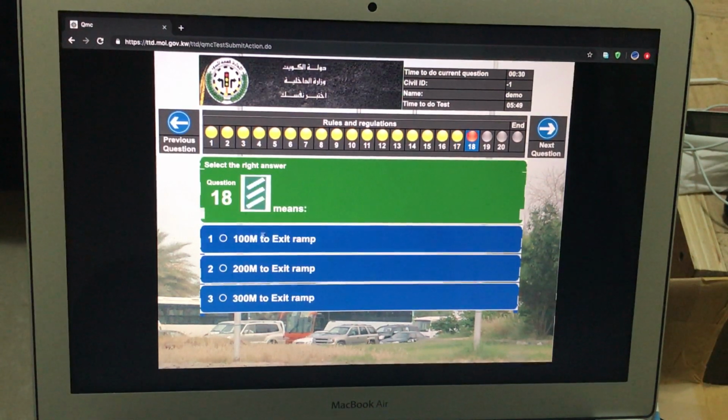Okay. Here is the white block, inside there is a green block, and inside there are 3 white blocks. So 3 means 100, no. 200, no. 3 means 300 meter to exit. Okay, exit ramp. So this is the correct answer.